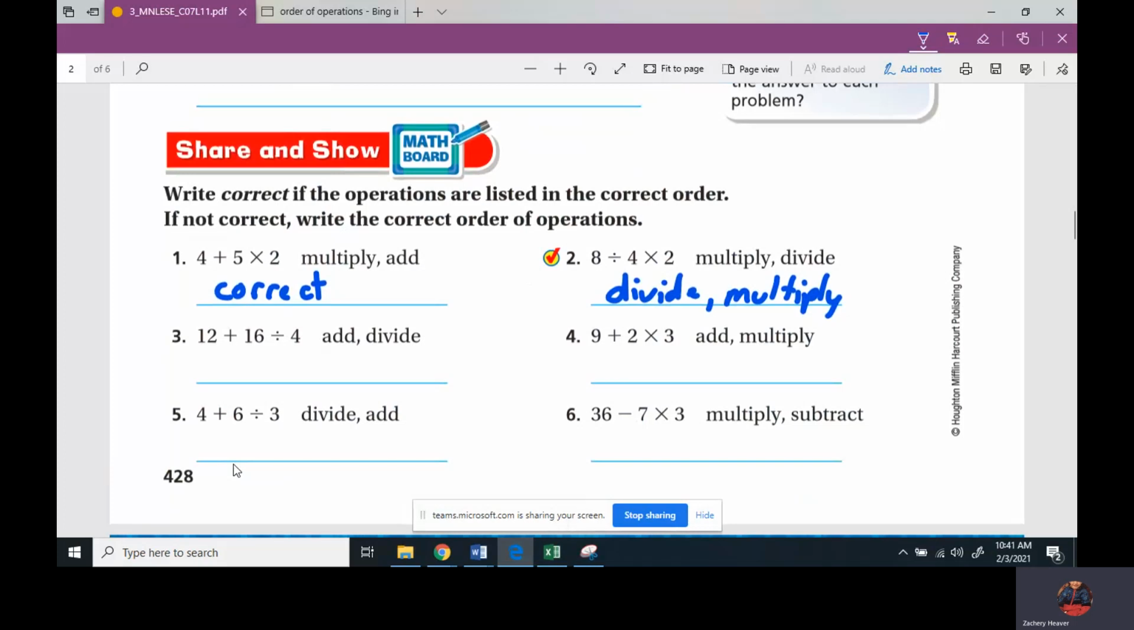Bye. So it's 12 plus 16 divided by 4. They want us to add first, but we know we can't add first because we have to divide first. And then we have to add. That's just like our problem at the top. This one said add first and multiply next. That's not right because we multiply and divide first. So we're going to multiply. Then add.